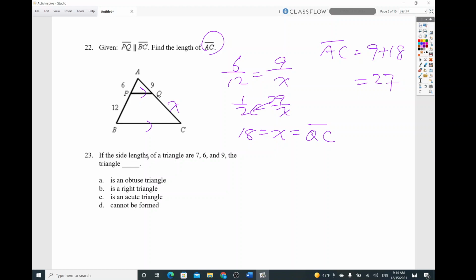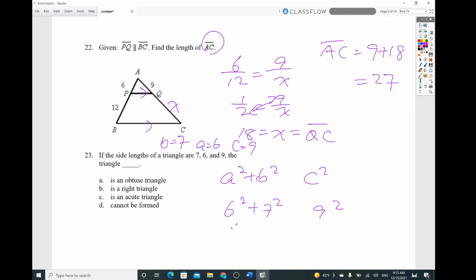So if the side lengths of a triangle are 7, 6, and 9, using the converse of the Pythagorean theorem, we want to find out what a squared plus b squared equals, compared with c squared: equal to, less than, or greater than. So a obviously is 6, the shortest leg. b, the longer leg, 7. c, the longest side, which is 9. So plug in the numbers: 6 squared plus 7 squared, versus 9 squared. We want to find out whether that's less than, greater than, or equal to.